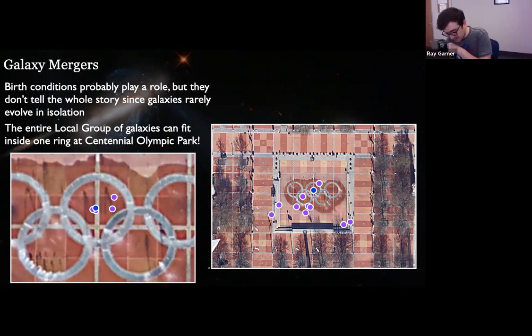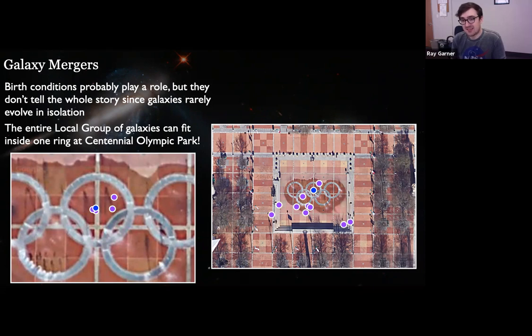So that means that galaxy collisions are inevitable. They do happen. And of course, our Milky Way is not immune. We are currently cannibalizing the Sagittarius dwarf spheroidal galaxy at the moment. It is currently crashing through the other side of the Milky Way's disk.